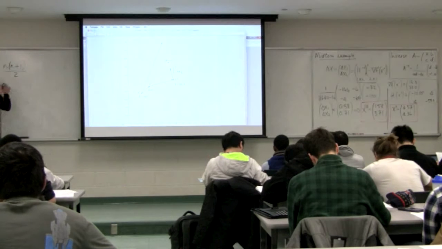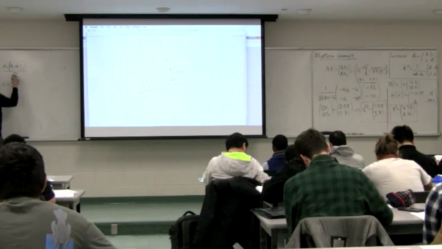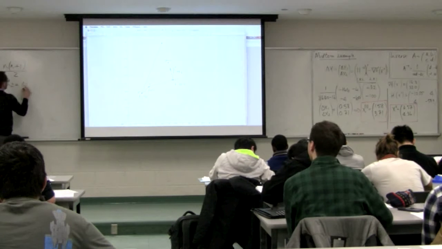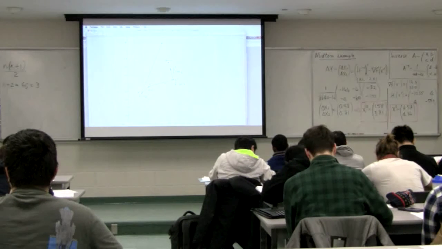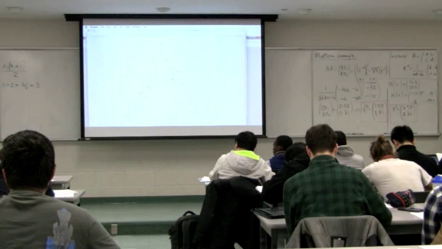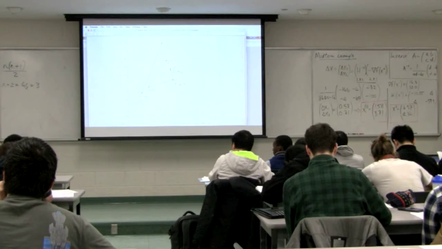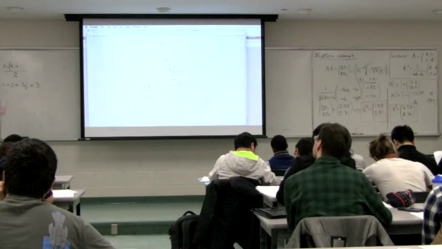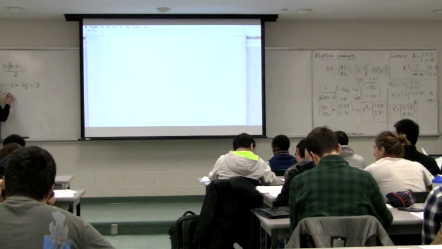So let's try this out. If N is equal to 2, you get 2 times 3, which is 6, divided by 2. You've got three terms in your Hessian. That's correct. You've got two diagonals and one off diagonal. And then you can copy and paste it over, right? You never have to repeat that.